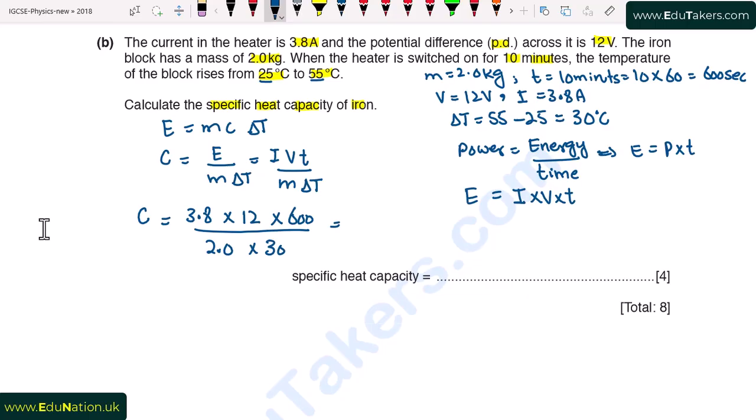So the value of c comes to be 460, and we also have to know the unit of specific heat capacity. From this equation we can see that energy is measured in joule, mass is in kilogram and temperature is in degrees C. So the specific heat capacity will be equal to 460 joule per kilogram per degree C.